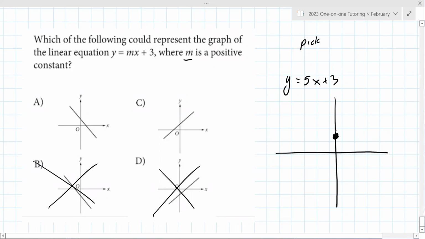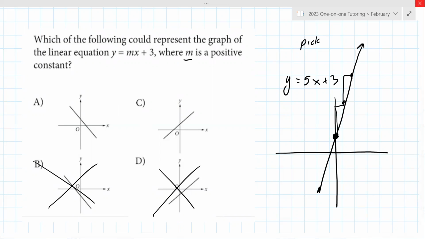There's the 3. What's the slope? 5 up, 1 to the right. Oh, so it'd be C. Yes. Now you wisely got it down to two, so if you were guessing, it's a 50% chance. We're going to talk about that at some point.